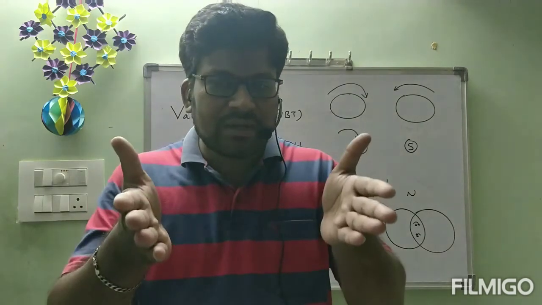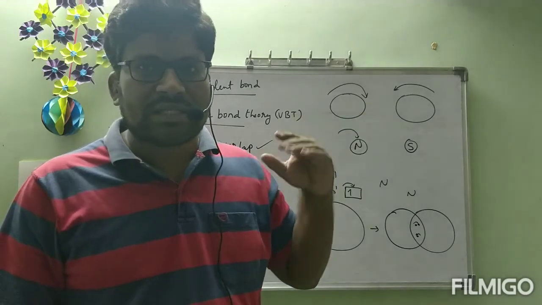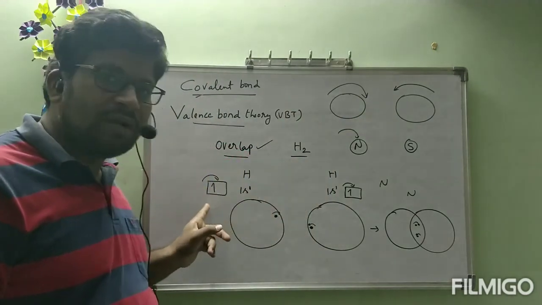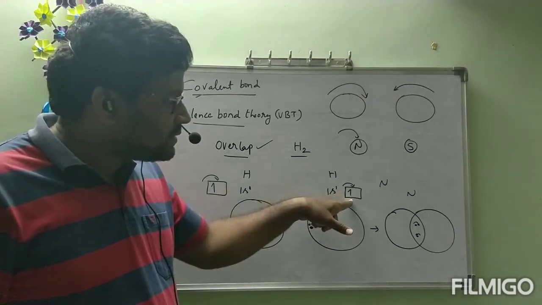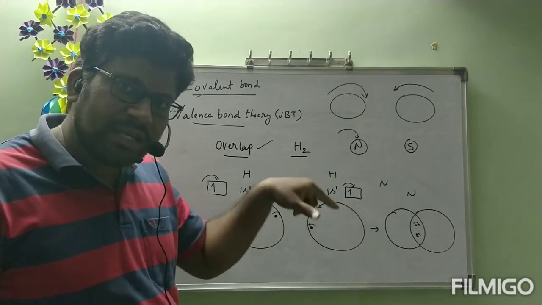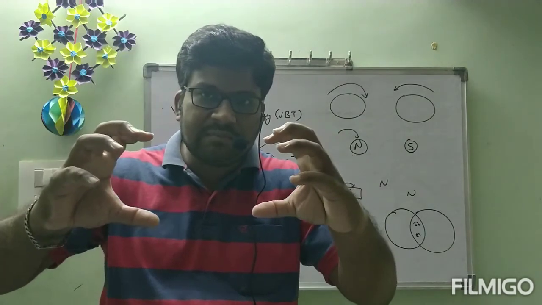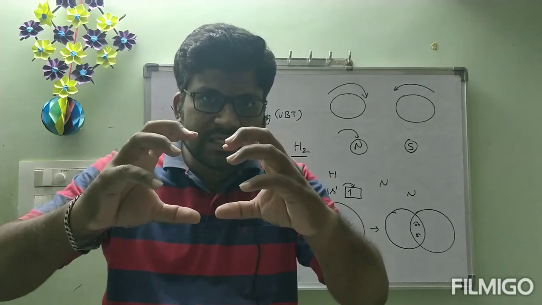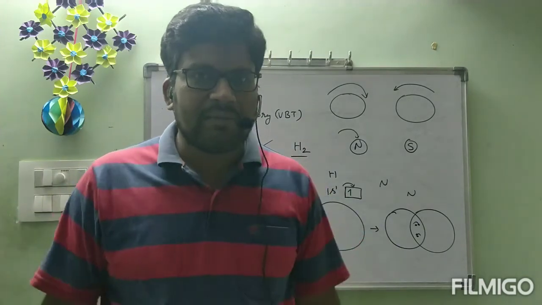If you get this doubt, this is the explanation. That is the concept behind it. The first electron is represented by an upward arrow which spins in clockwise direction. The second one is also represented by an upward arrow only, and it is also spinning in clockwise direction. But once these two hydrogen atom orbitals approach each other, any one hydrogen atom electron will reverse the spin.